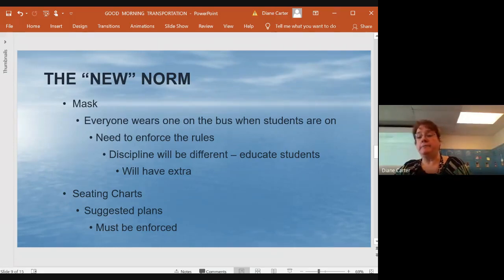So how are we spacing them out? Let me get to that slide and I'll tell you. Seating charts. We're at that slide.